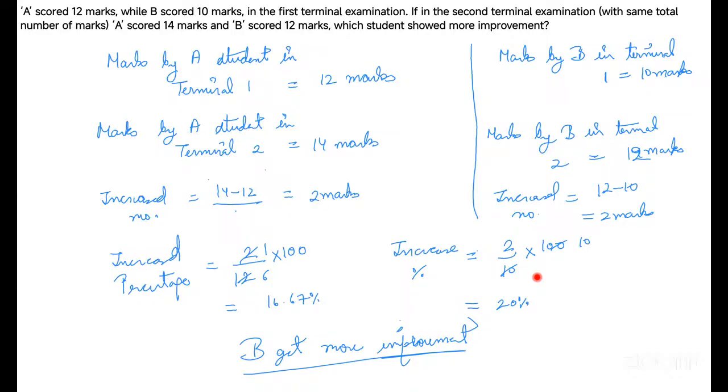You will not get an answer as 16.67. Then you have to subtract 100 from this answer, because it's the increase. You will get the answer as 116.6%, so you have to subtract 100 from that. Minus 100 from 116.